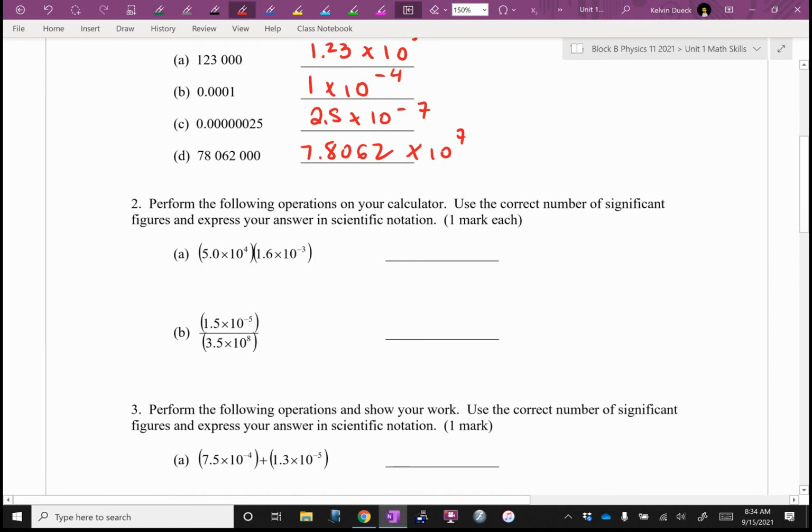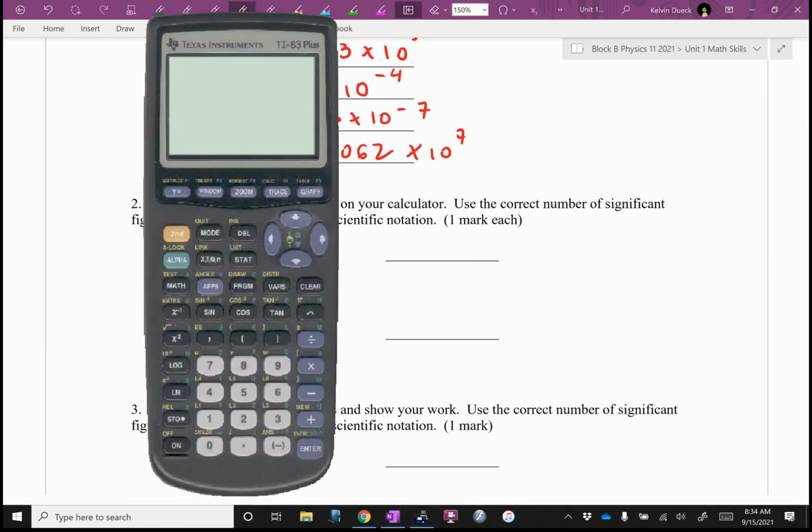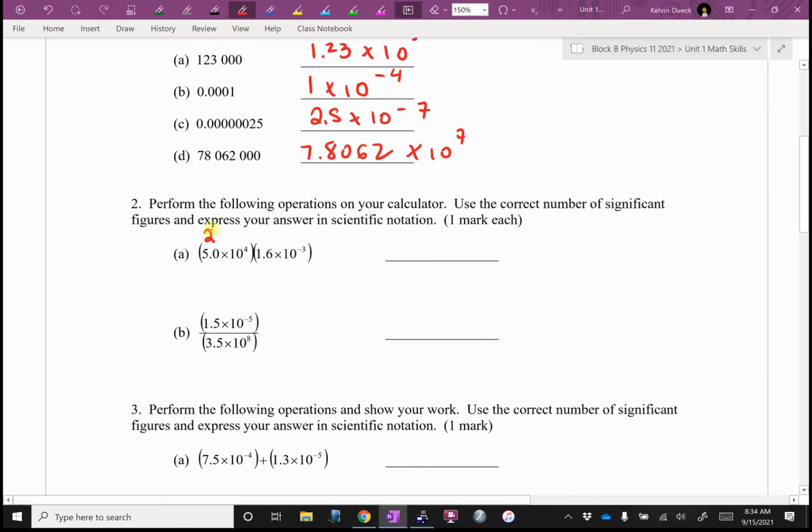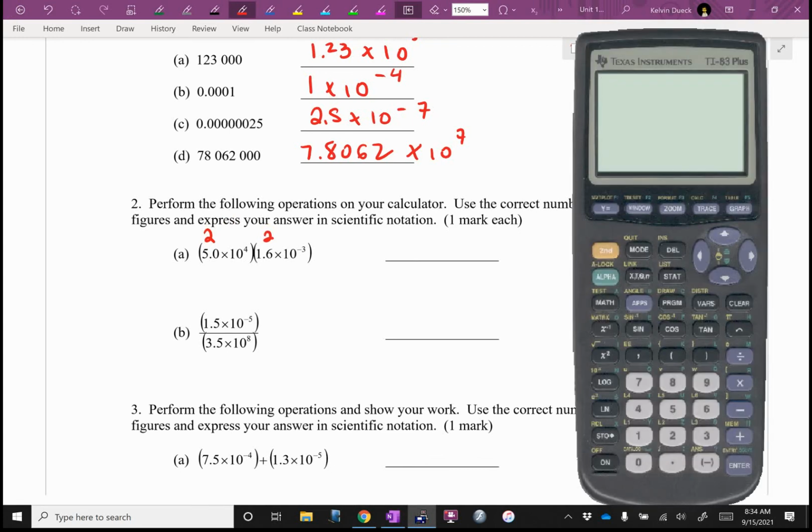Perform the following operations on your calculator. Use the correct number of sig figs and express your answer in scientific notation. Well, 2 sig figs, not 1. Now I go to my calculator. 5 scientific notation button 4 times 1.6 scientific notation button negative 3. You'll notice I didn't bother typing the 5.0. Will the 0.0 make a difference to what my calculator displays at all? Then I'm not going to type extra stuff just to make you all feel better. I got 80.